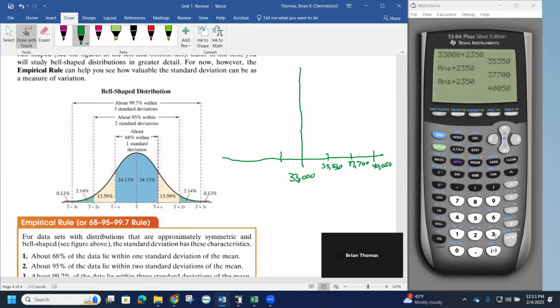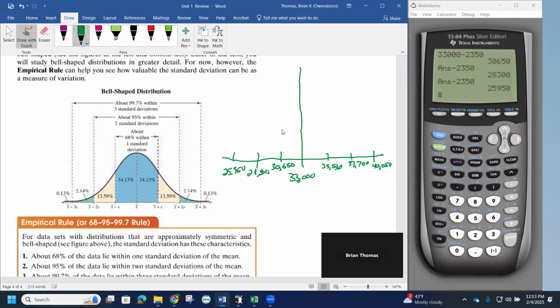So if I go the other way, so if I have this 33,000, if I subtract 2,350, that's going to give me 30,650. That's going to be one standard deviation from the mean. If I subtract another 2,350, that's going to create 28,300. 28,300 would be two standard deviations from the mean. And then if I subtract another 2,350, that's going to give me 25,150.